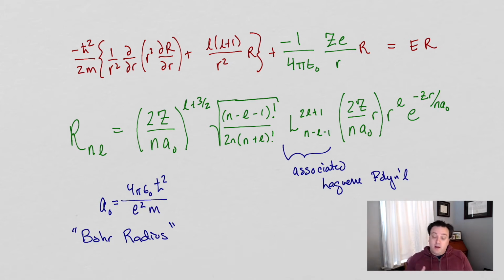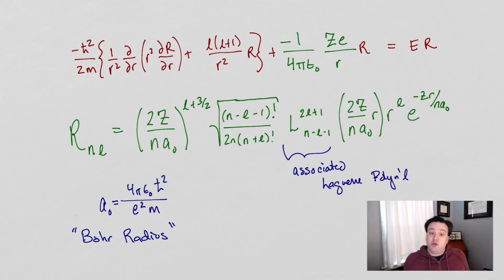By the way, there's this special combination of factors, 4 pi epsilon naught h bar squared over e squared m. That is the Bohr radius, okay? And that's the number that really sets the scale on a lot of these other numbers that I've been working with here. That's something you might remember from your modern physics class.